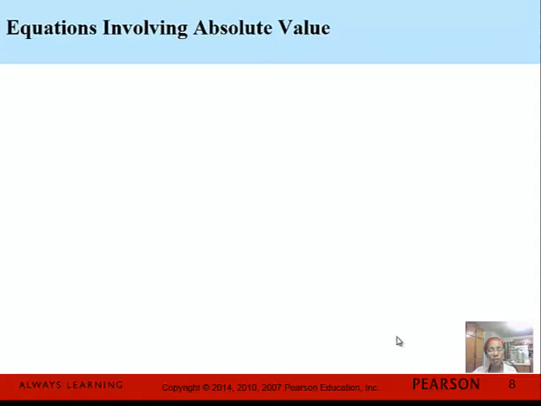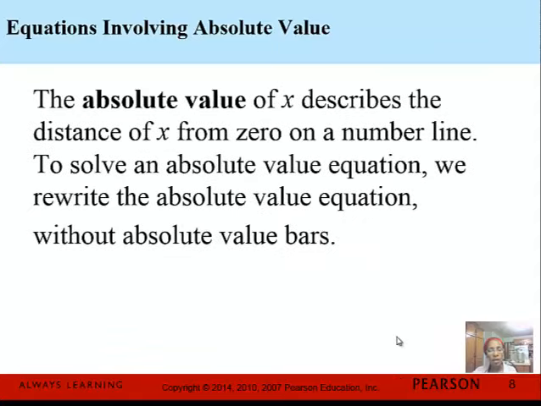We also look in this section at solving equations involving absolute value. The absolute value of x describes the distance of x from 0 on a number line. One of the things that can be used to solve these equations when factoring is the method used to solve a quadratic equation is the zero product principle. This principle states that if the product of two algebraic expressions is 0, then at least one of the factors is equal to 0.